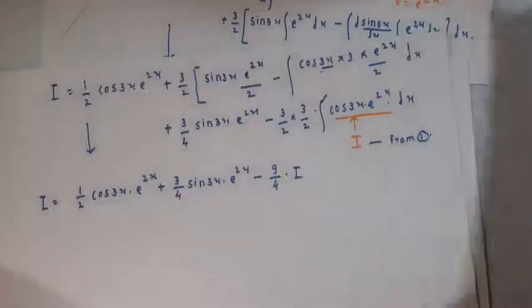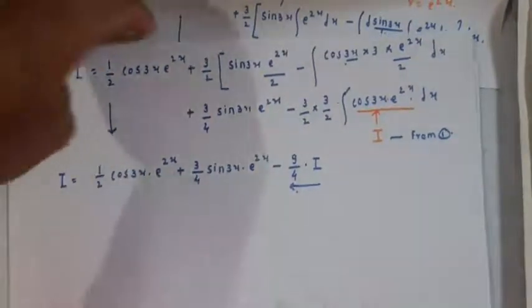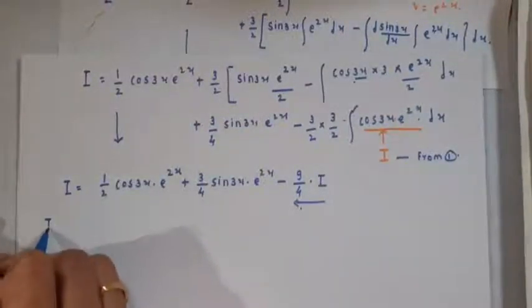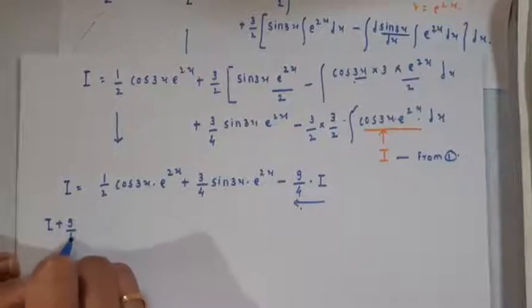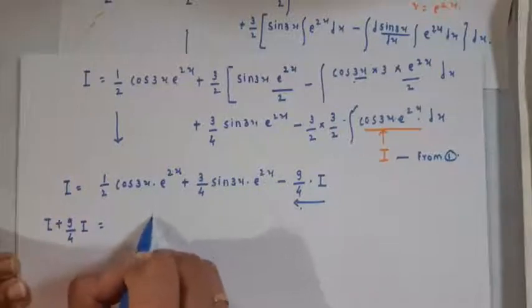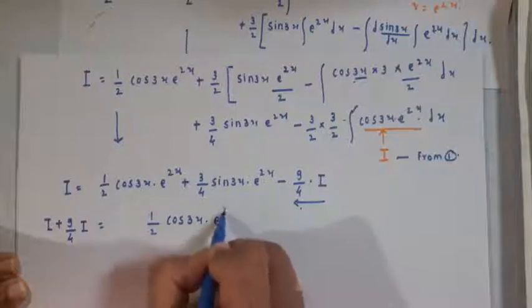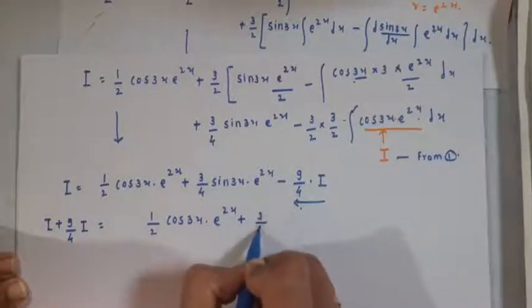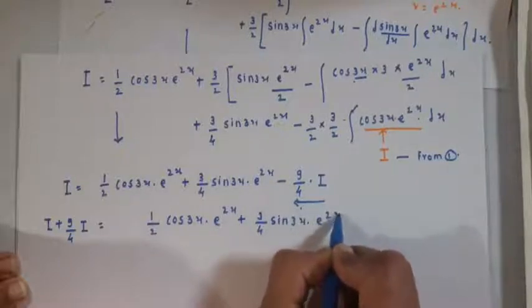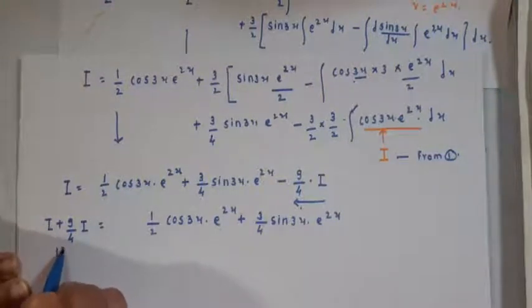Okay students, and now shift the term to that side, we will get, this is I plus 9 by 4 I, and this is equal to the same term, that is 1 by 2 cos of 3x into e raised to 2x plus 3 by 4 sine of 3x into e raised to 2x, and this is equal to 13 upon 4 I.